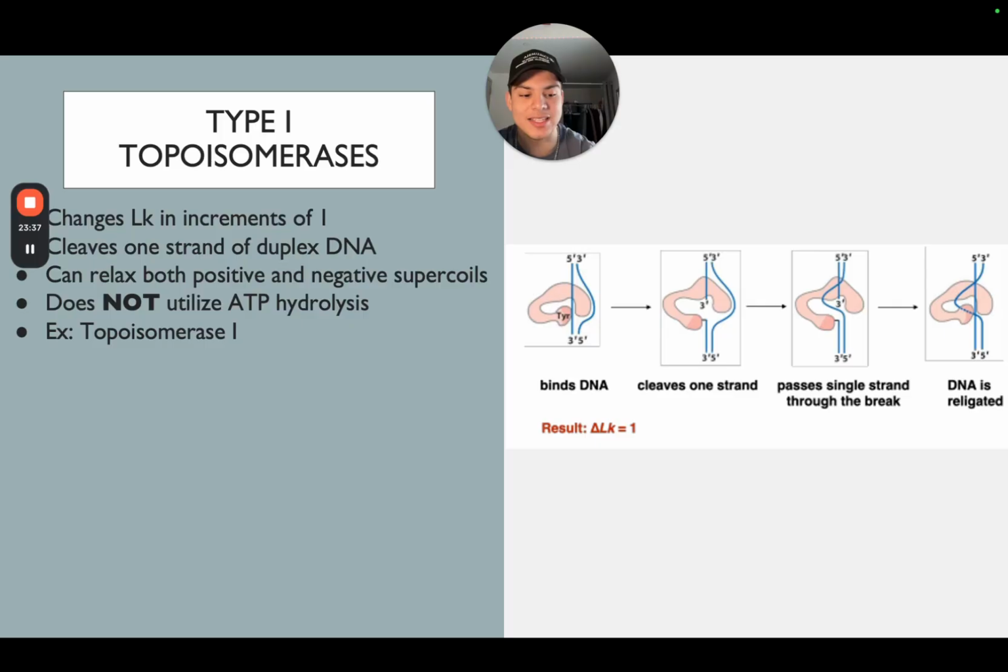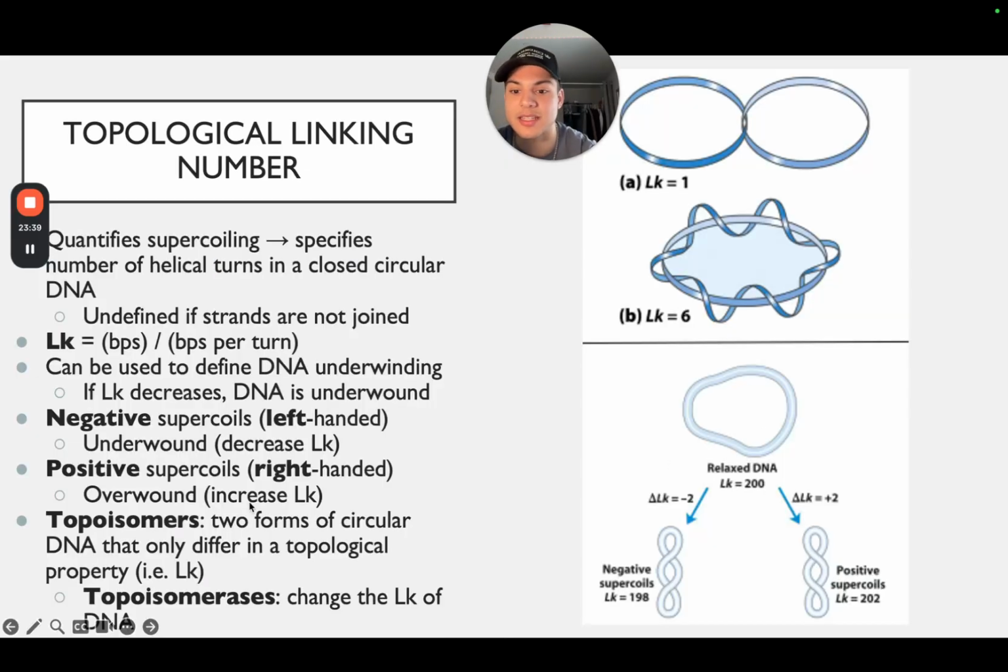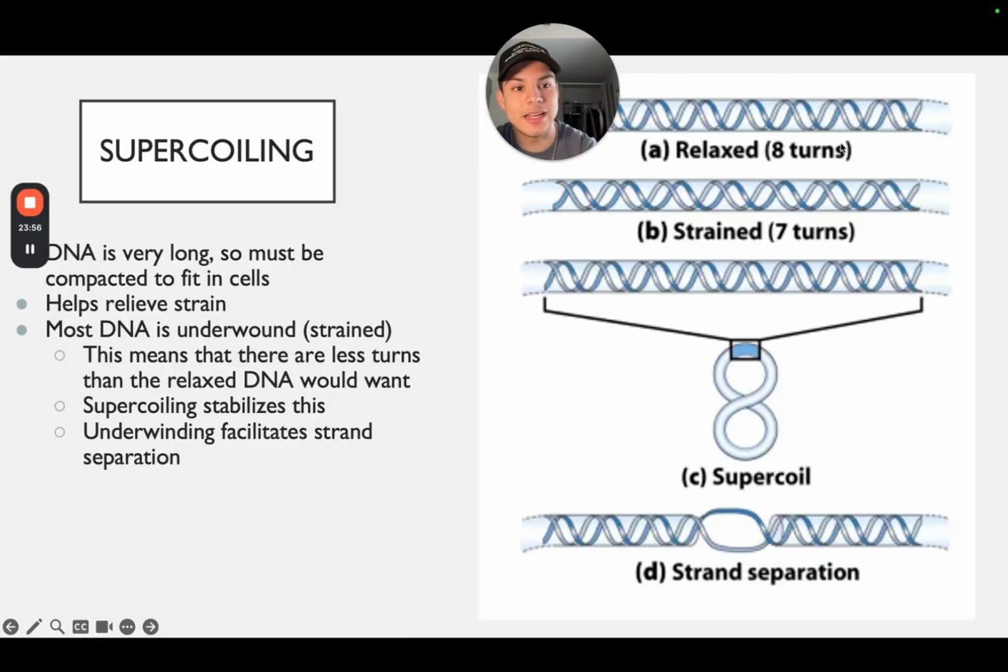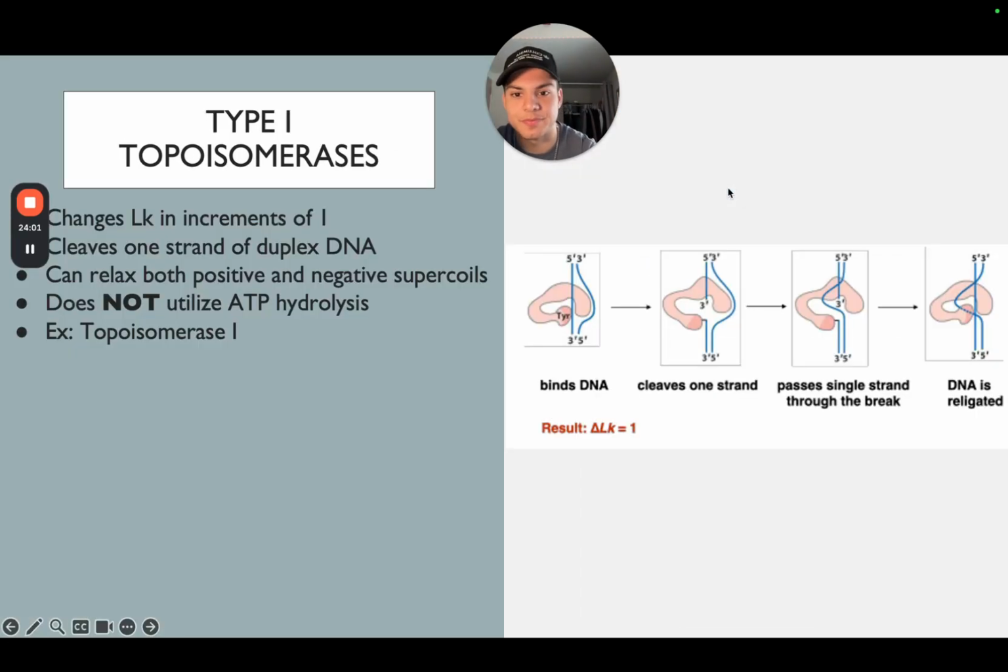Whereas if we had a positive supercoil, we know that it is an increased LK. It means it's overwound. We need to unwind it. So what we're going to do is unwind it by 1, if that makes sense. Essentially we're trying to take it from 9 turns to 8, so now it's relaxed again. We're taking it from 9 back to 8 here, and 8 is the relaxed state. I'm just using that as an example.